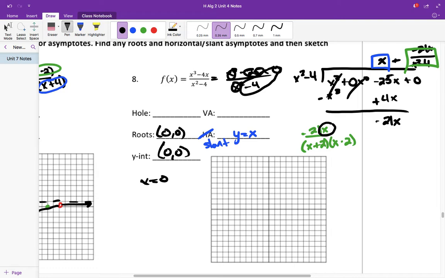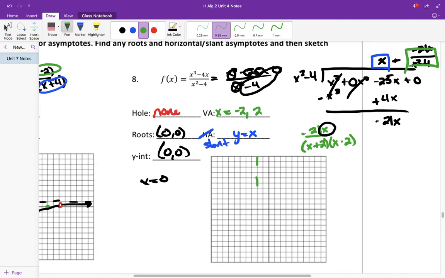And so then we start to look for a couple other things. For holes, there's not going to be any holes since there were no factors that canceled out from both. But for vertical asymptotes, there's going to be a couple of those, which is going to be x equals negative 2 and x equals positive 2.